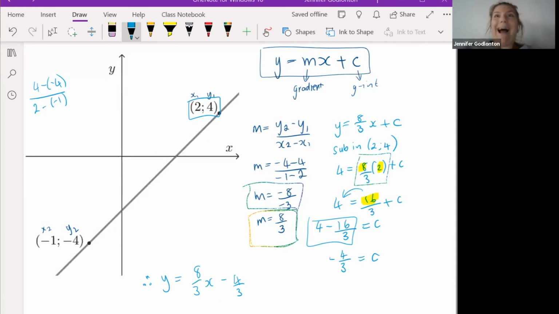Hi, ma'am. When do we have to sub in? You only have to sub in if you haven't been given a y-intercept. So, ma'am, when we get a y-intercept, we don't have to sub in? No, because we can just use that number as our c. Thank you, ma'am. Sure, no problem.